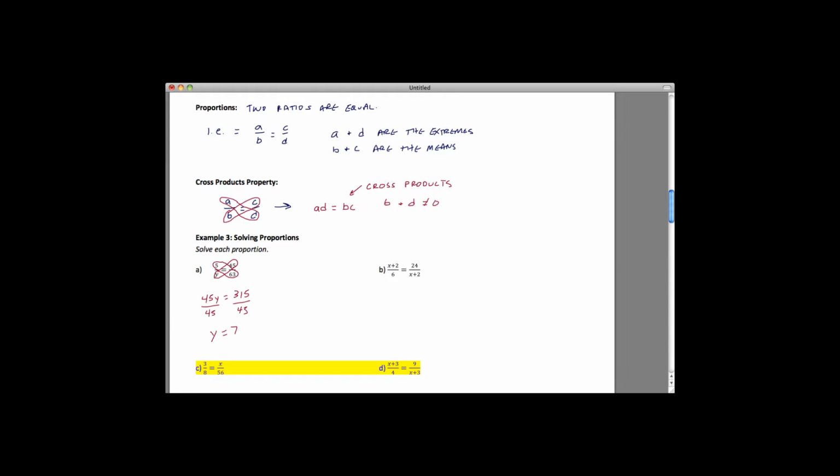Okay? A little bit more complex example that we might have seen before, maybe in an algebra class, is we have some expressions, some binomials. And so we have x plus 2, and that's squared because it's x plus 2 times x plus 2. So x plus 2 squared is equal to 6 times 24. Let's do a little bit of math before we FOIL this out. So we've still got x plus 2 squared is equal to 144.